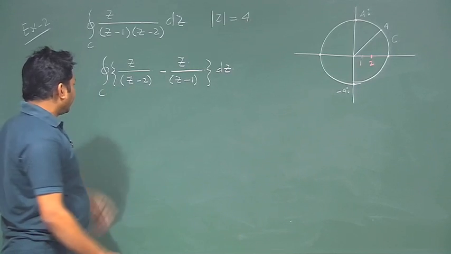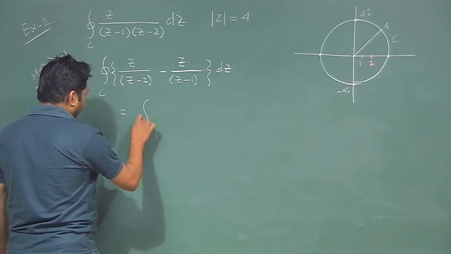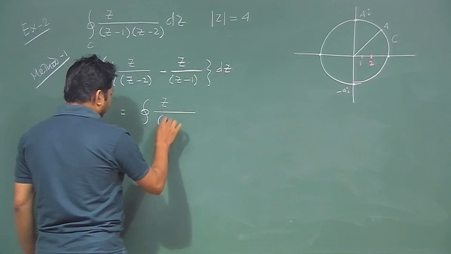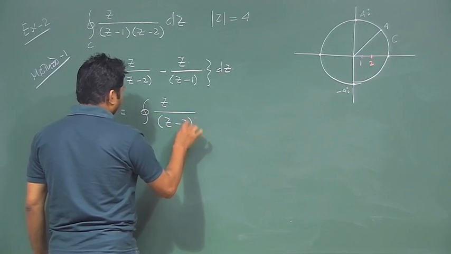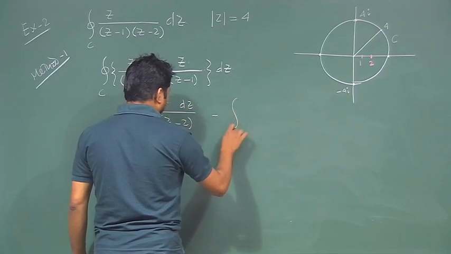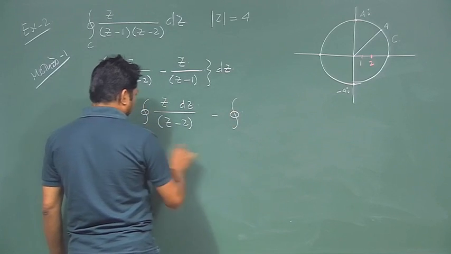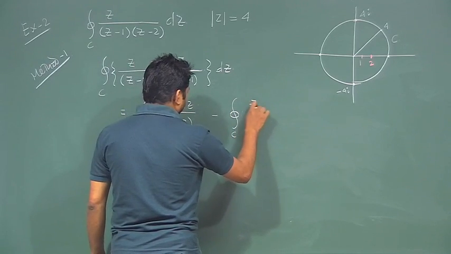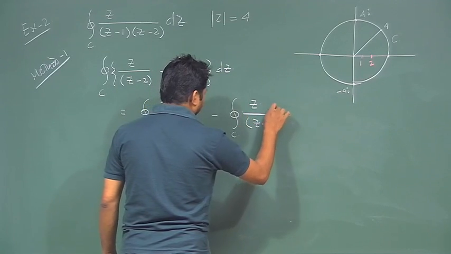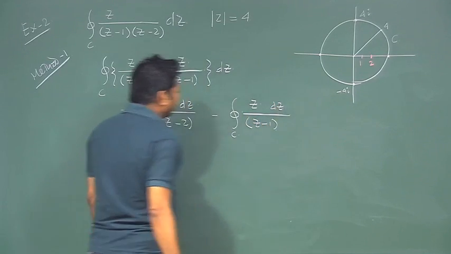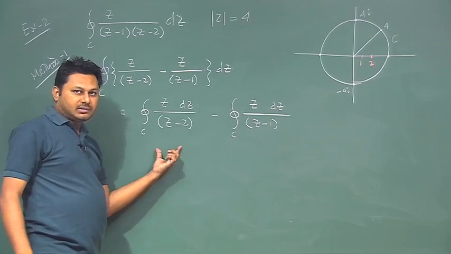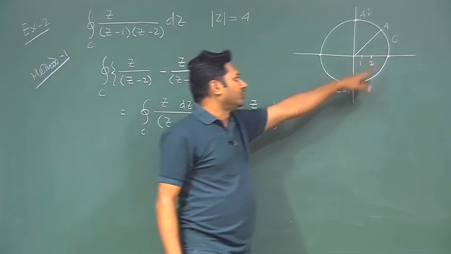After factorization, I can separate out into two parts. So, one part is integration of z divided by z minus 2 dz minus integration of z divided by z minus 1 dz. Instead of having one integration, now I am having two integrations separately, this minus this for this contour.